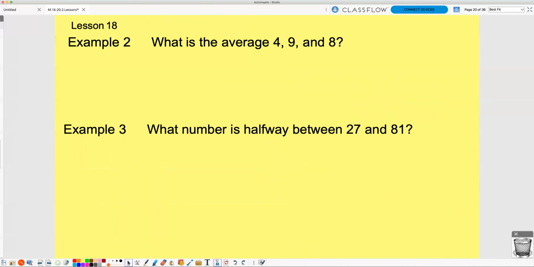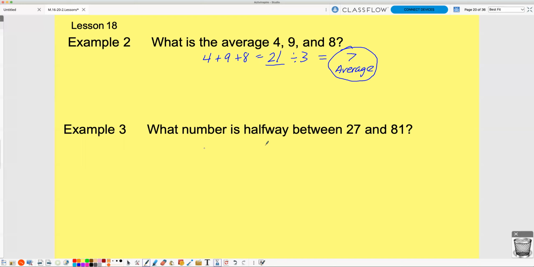Let's try another one. What's the average of 4, 9, and 8? So I need to take 4 plus 9 plus 8 and find the sum of that, and then I'm going to divide that answer by 3, because there's 3 of those, and that will give me the average. So 4 plus 9 is 13. 13 plus 8 makes 21. 21 divided by 3 is 7.